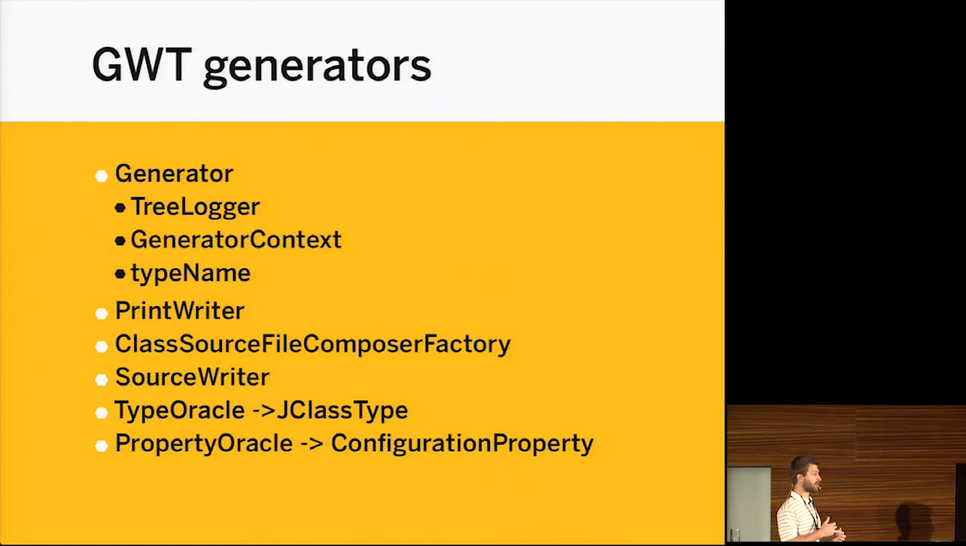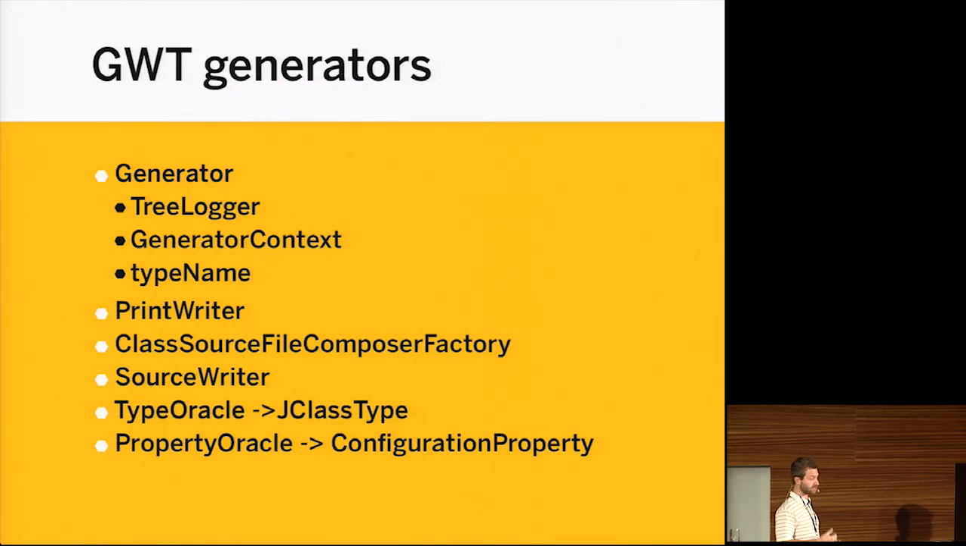You also get a lot of utility classes that let you have information on each and every class, like the JClassType that is returned by the type oracle. Those do a lot of reflection inside of them. You could do the reflection yourself, but you already have access to a lot of utilities that give you the class name information and things like that.